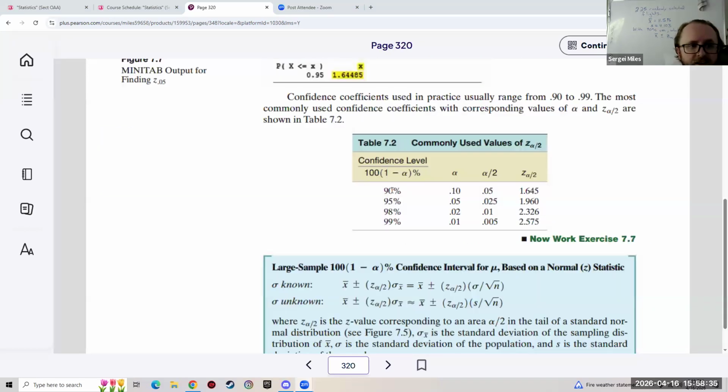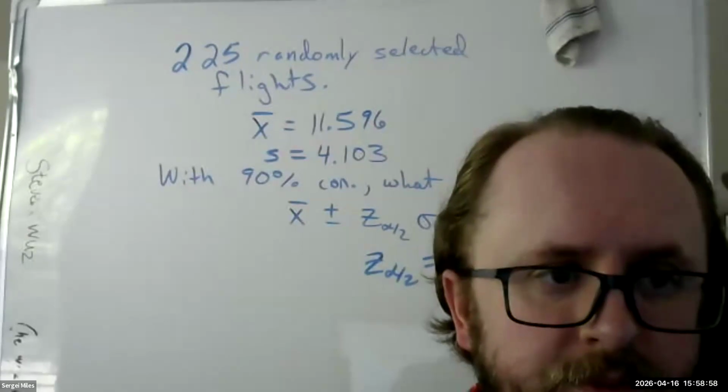When we want 90% confidence, alpha is 10%, alpha over 2 is 5%. The z we need here is 1.645. I'm going to copy that here on the board for us. 1.645 as our z alpha. Now I'll turn off the screen share again.